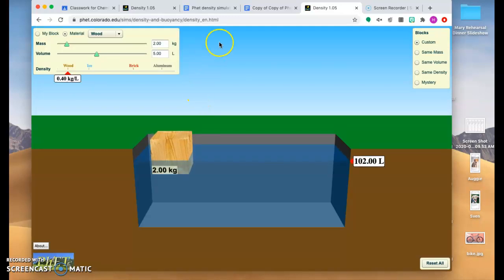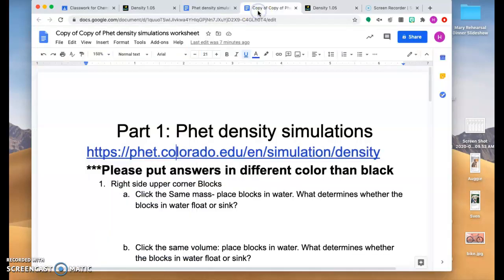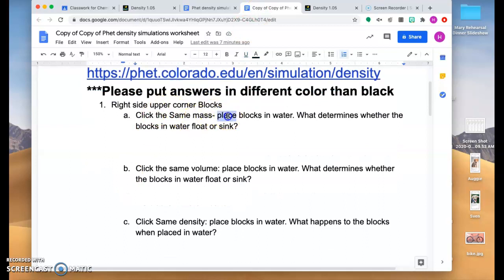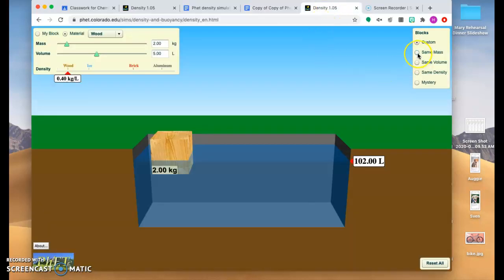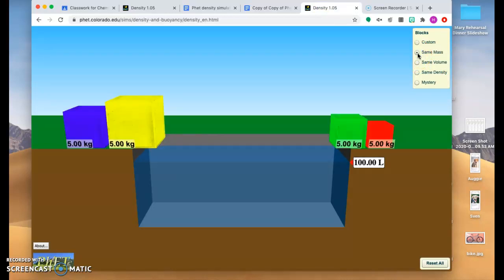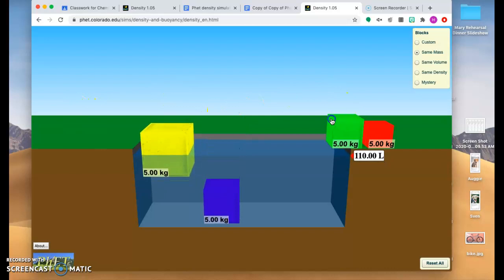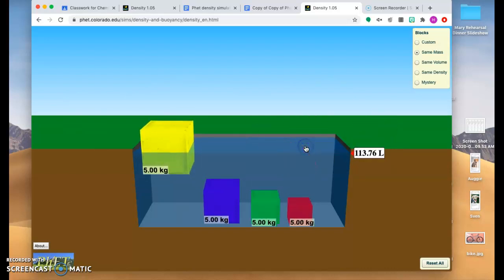All right, so the first question on the assignment says click same mass and then place the blocks in water. And the question is, what determines whether the blocks in water float or sink? So if I have same mass, all of these blocks are 5 kilograms. If I put them in water, they don't behave the same way. Some of them sink to the bottom straight away, some of them float a little bit more.